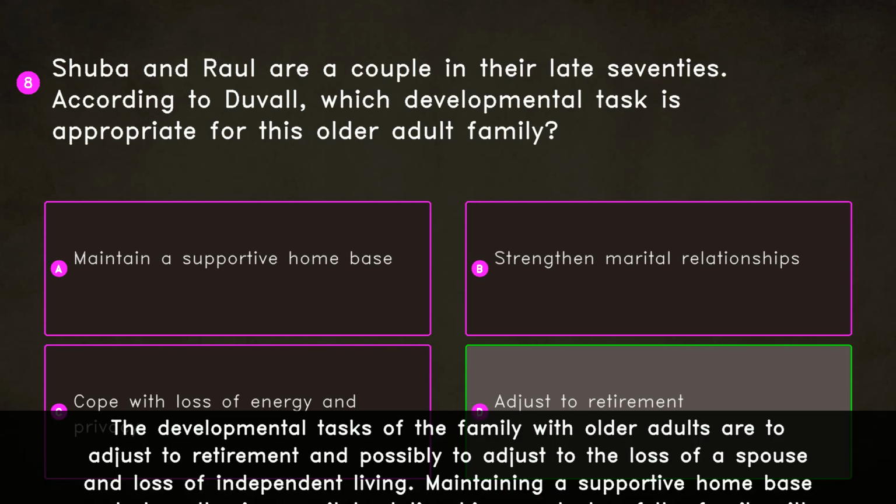The developmental tasks of the family with older adults are to adjust to retirement and possibly to adjust to the loss of a spouse and loss of independent living. Maintaining a supportive home base and strengthening marital relationships are tasks of the family with adolescents and young adults. Coping with loss of energy and privacy is a task of the family with children.